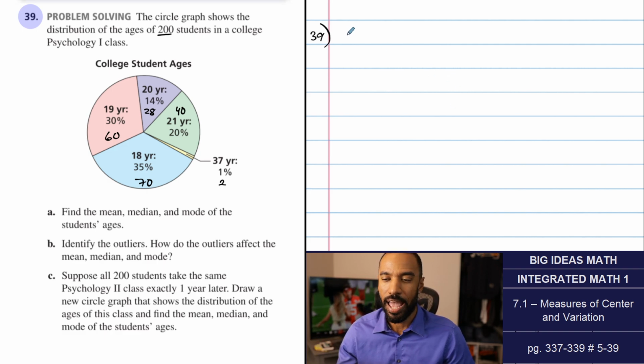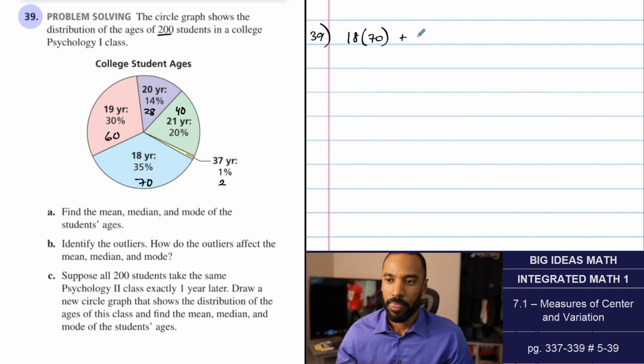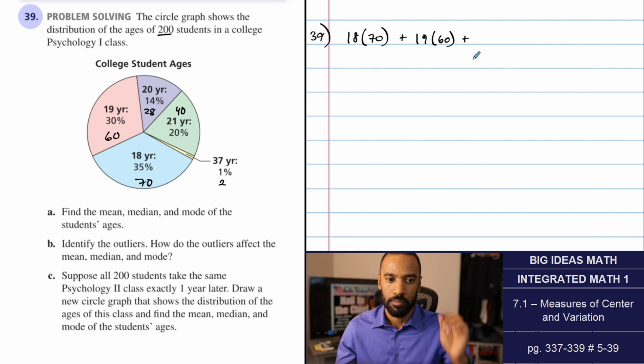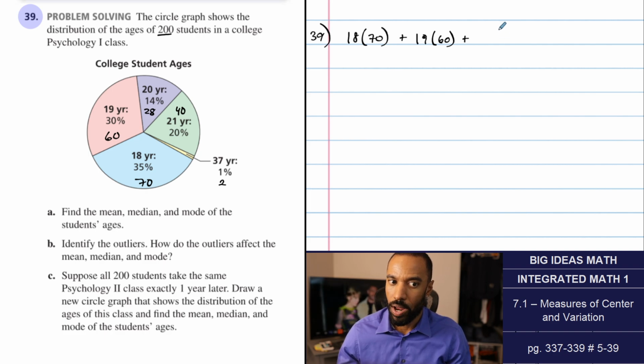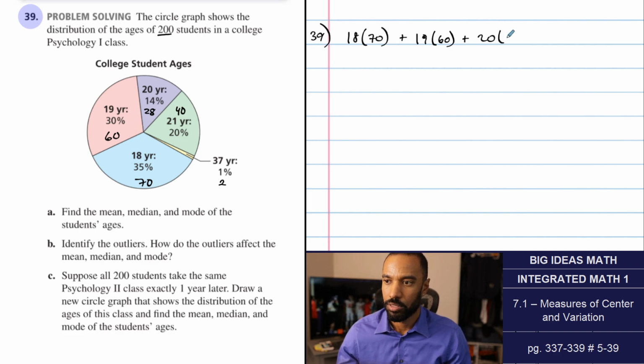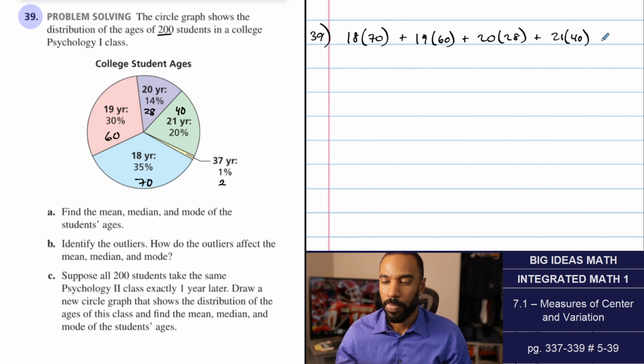So when we do the mean, we got to add all 70 18-year-olds together. You're adding all their ages. This 18-year-old, this 18-year-old added together. Boom. And then there are 60 19-year-olds. There are 28 20-year-olds. There are 40 21-year-olds. And there are 2, not 1, there are 2 37-year-olds. We got to take that and divide by 200.